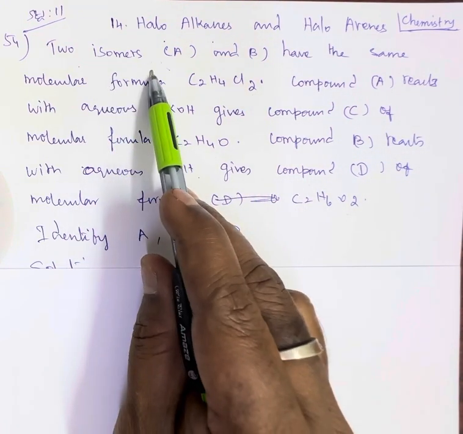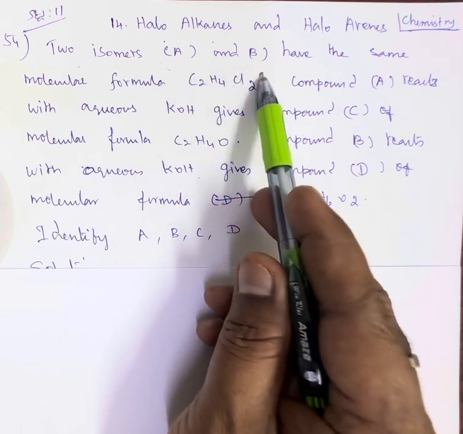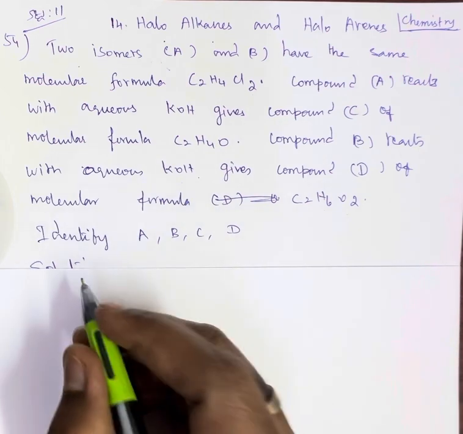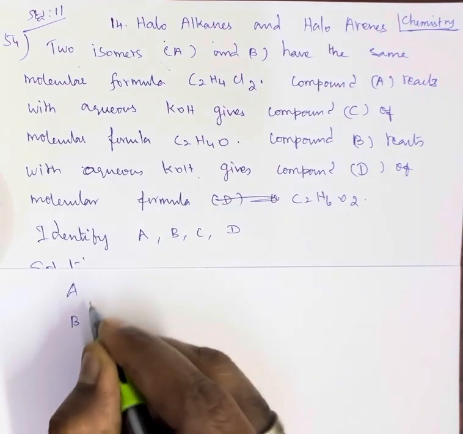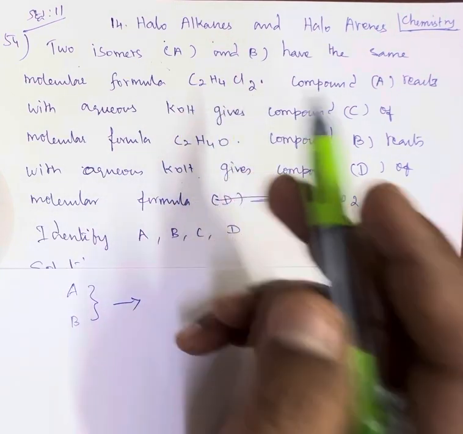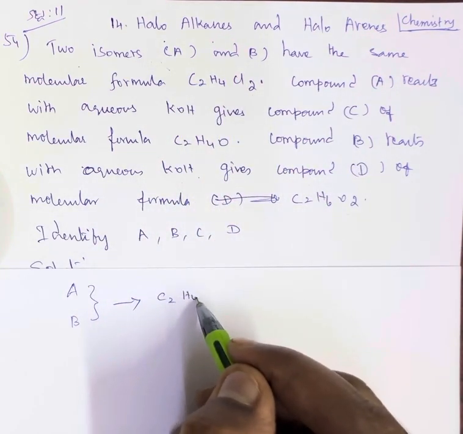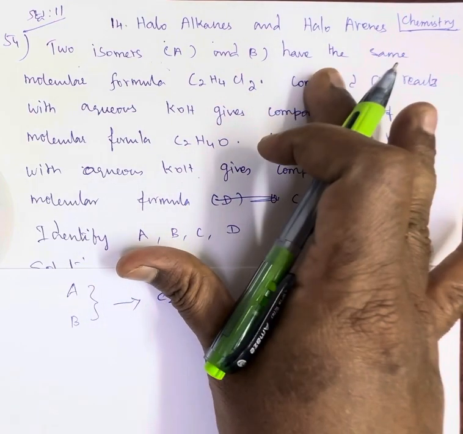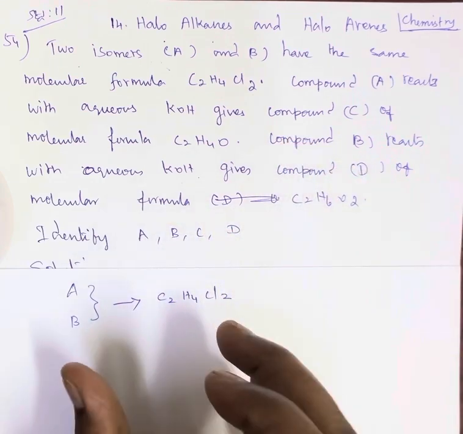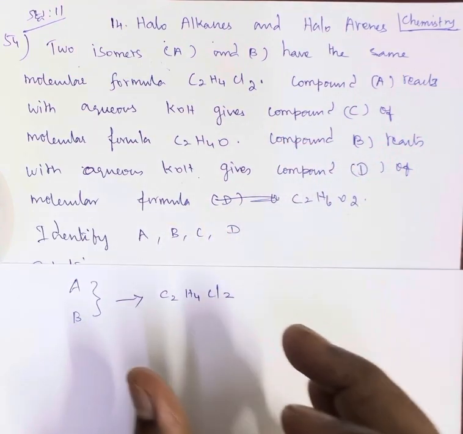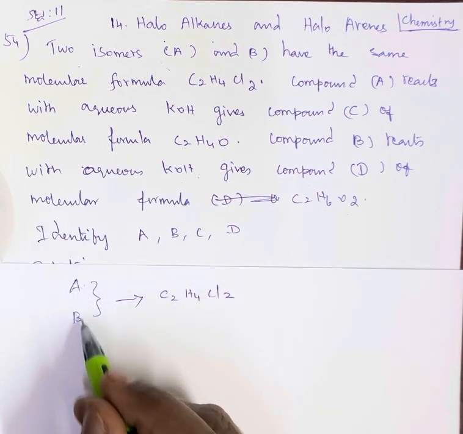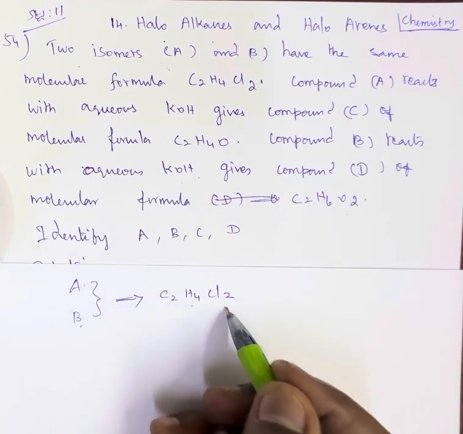Two isomers A and B have the same molecular formula, C2H4Cl2. After I read the passage of the sum, I condense it. So A and B are isomers, and I write their formula.